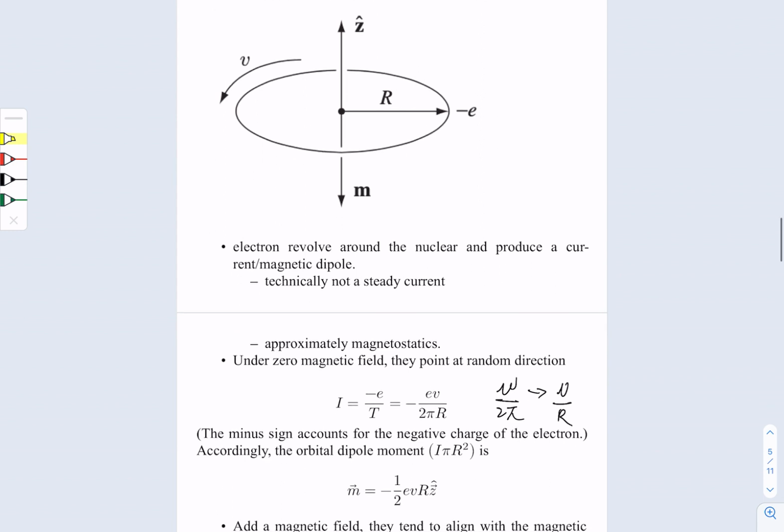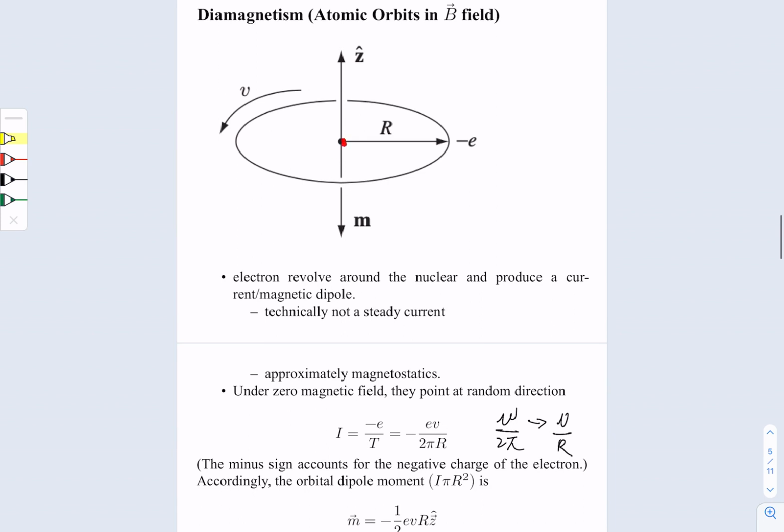And now the total dipole moment from this electron orbit is simply I times the directional area. The area is pi r squared. So if you calculate the m, that will be pointing downwards along the z direction.